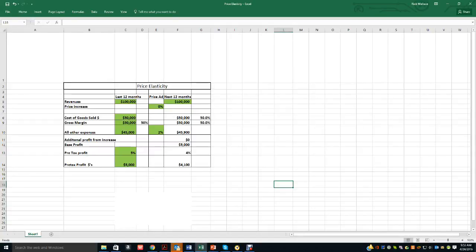Hello, today I want to talk about price elasticity. We've talked about the impact that price has on your bottom line and your profitability. So I put together a little spreadsheet about price elasticity.